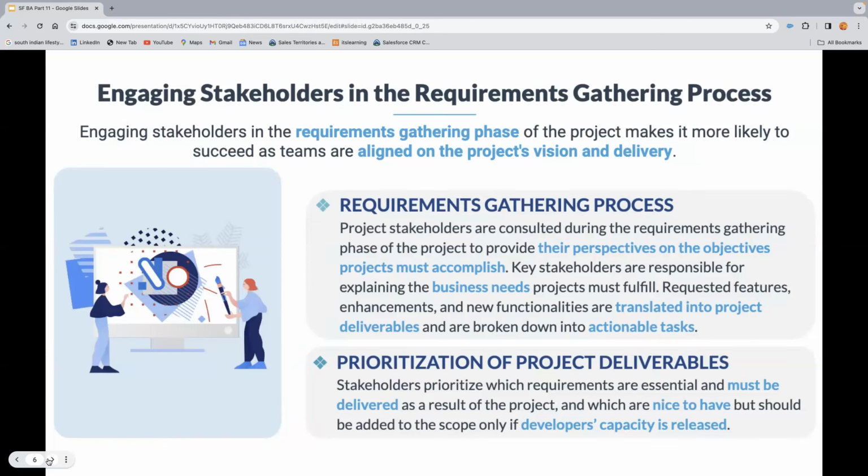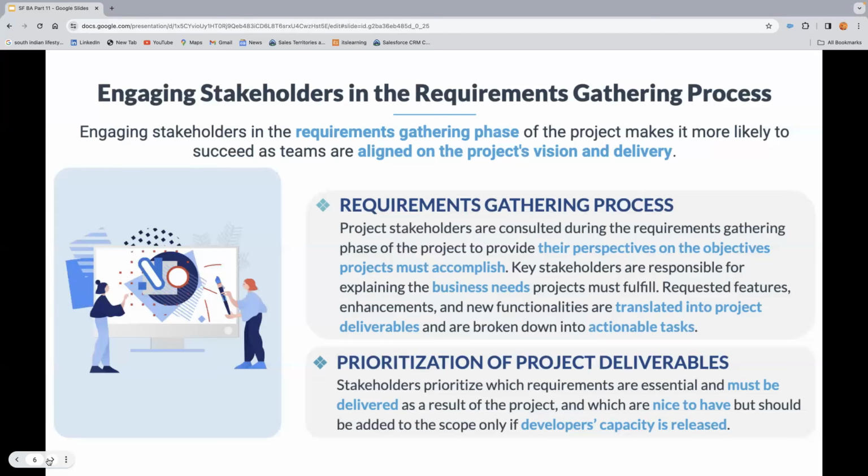Requirements gathering process. Project stakeholders are consulted during the requirement gathering process of the project to provide their perspective on the objectives the project must accomplish. Key stakeholders are responsible for explaining the business needs the project must fulfill. Requested features, enhancements, and new functionalities are translated into project deliverables and are broken down into actionable tasks.